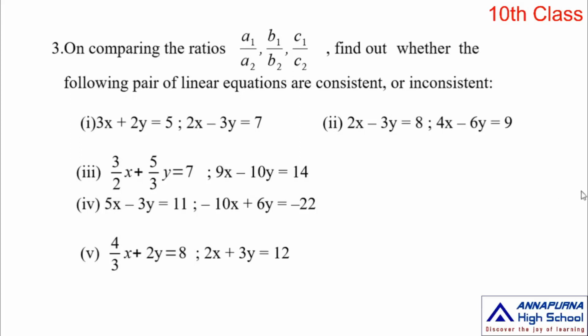But in the question he asked only the given pair of linear equations are consistent or inconsistent. That means if you get unique solution or infinitely many solutions, that pair is consistent. In other case, that pair is inconsistent. Okay, so by comparing these ratios we can verify that. So let us take the first pair.